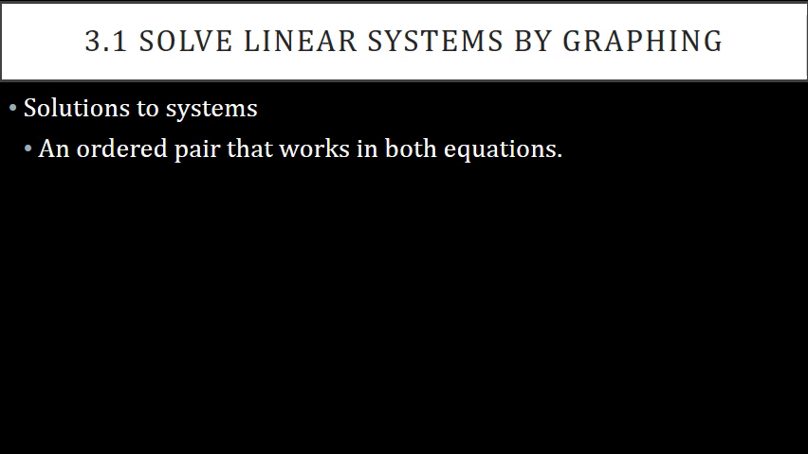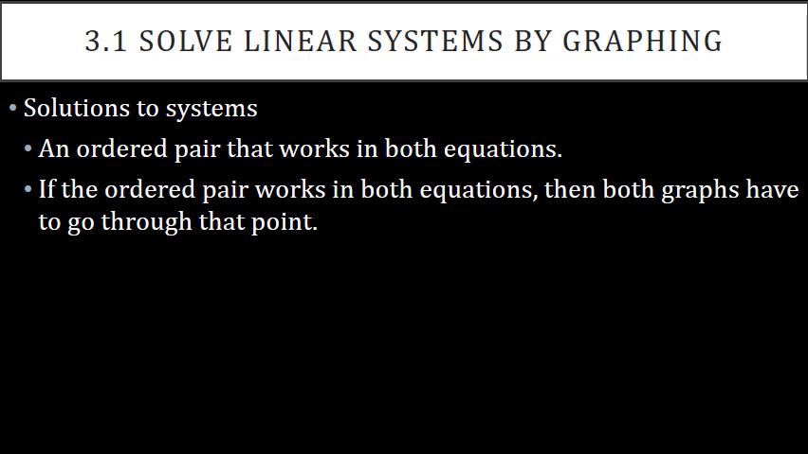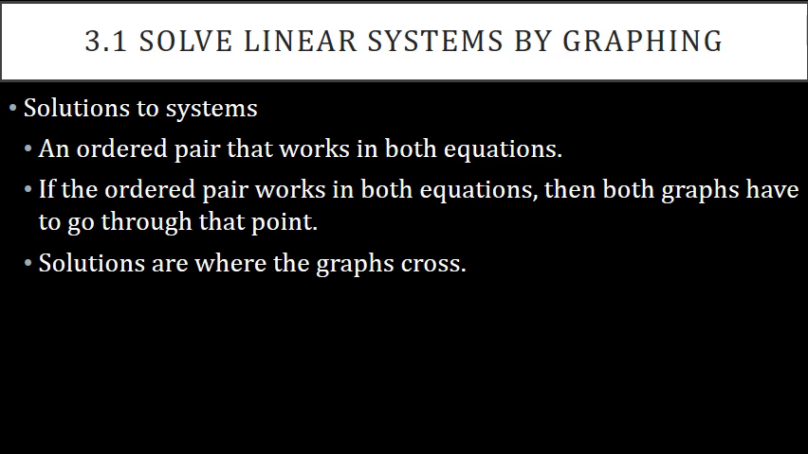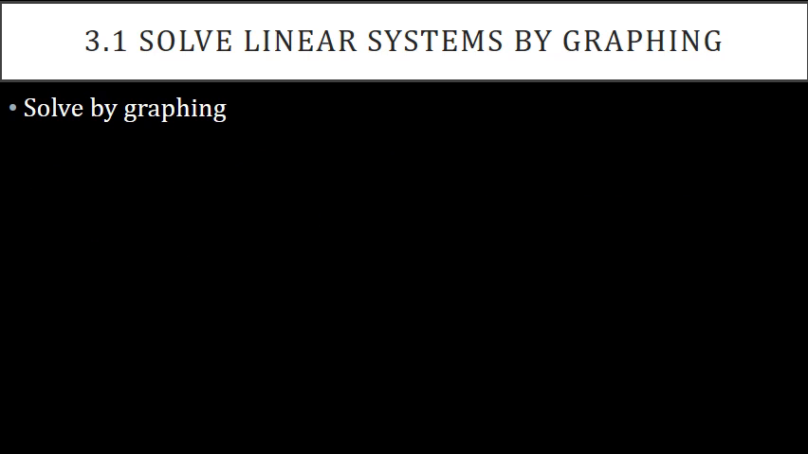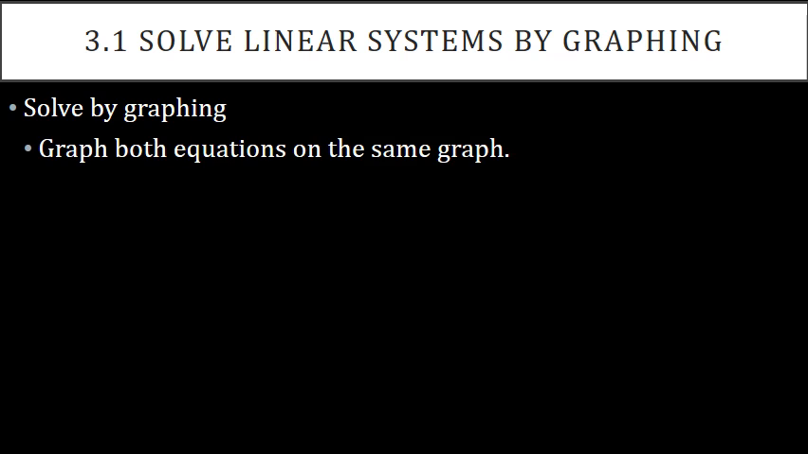Solutions to the systems are an ordered pair that works in both equations. If the ordered pair works in both equations, that means that the graph must go through that point. So, the solutions are where the graphs intersect. Today we're going to solve by graphing. So, graph both equations on the same graph and find where they intersect.